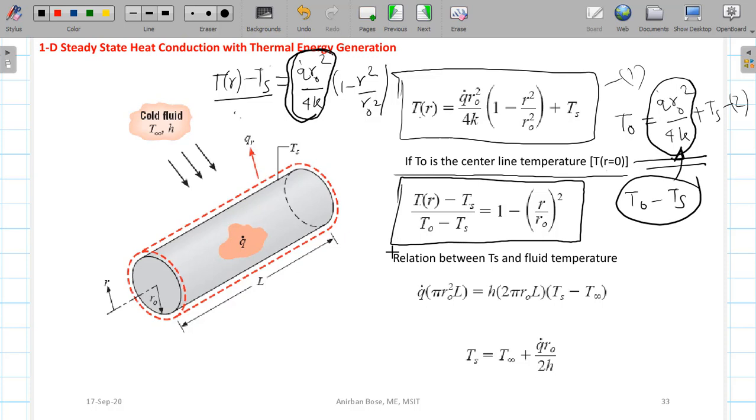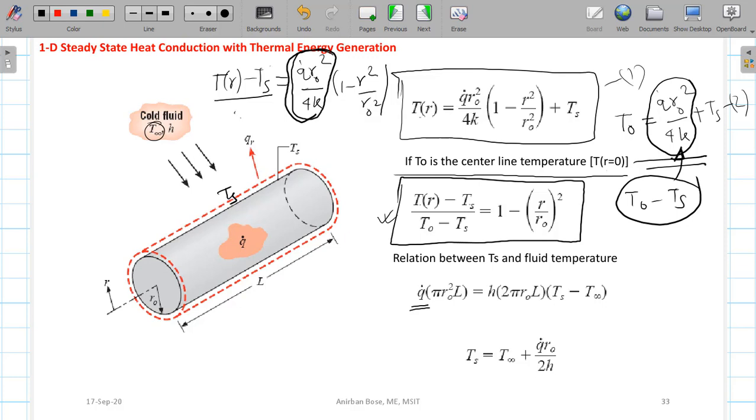So both in the radial system and the plane wall case, these two expressions are very, very important, and try to practice deriving these expressions. Next, again it is important to relate this Ts, surface temperature, with the T infinity, and you can apply what I have just told you. The total amount of heat that is generated must be equal to the heat that will be convected out.